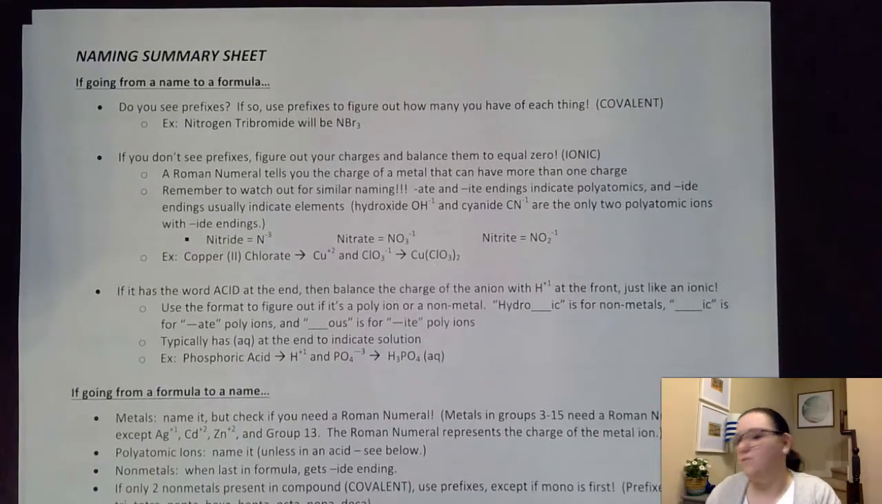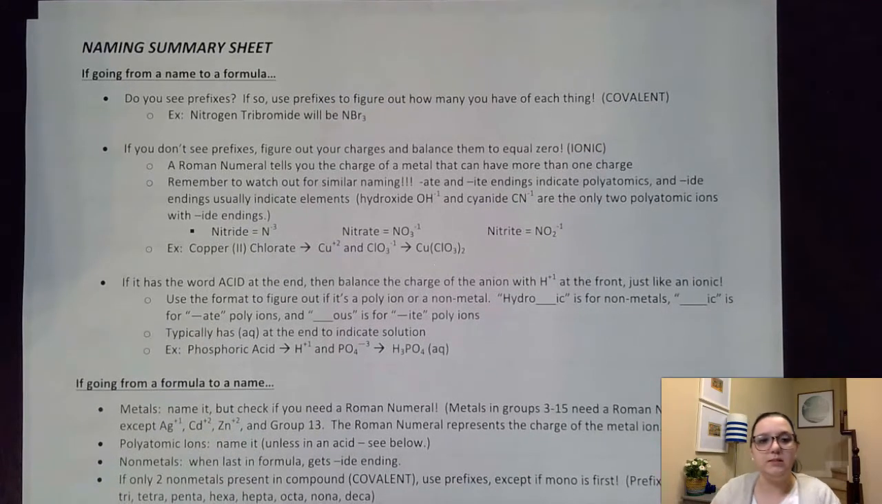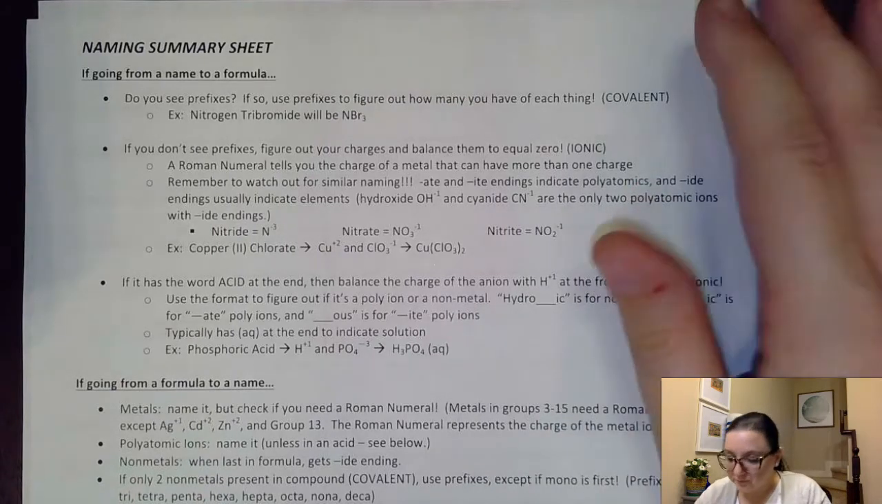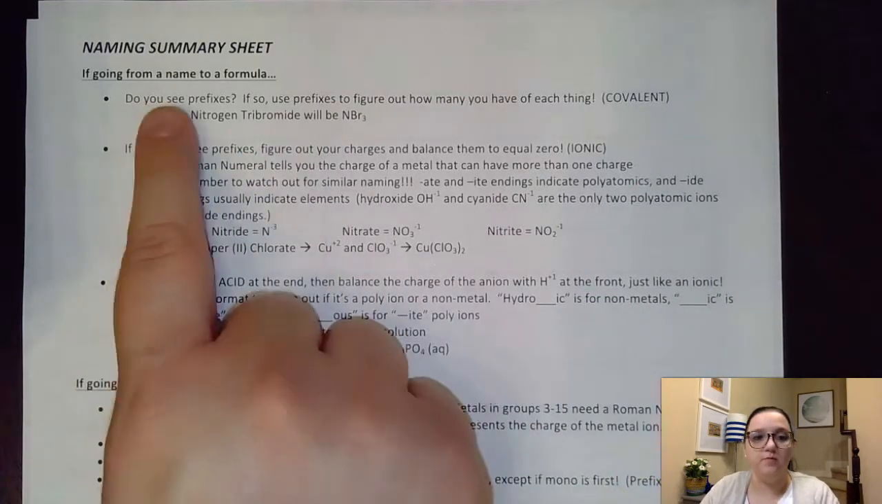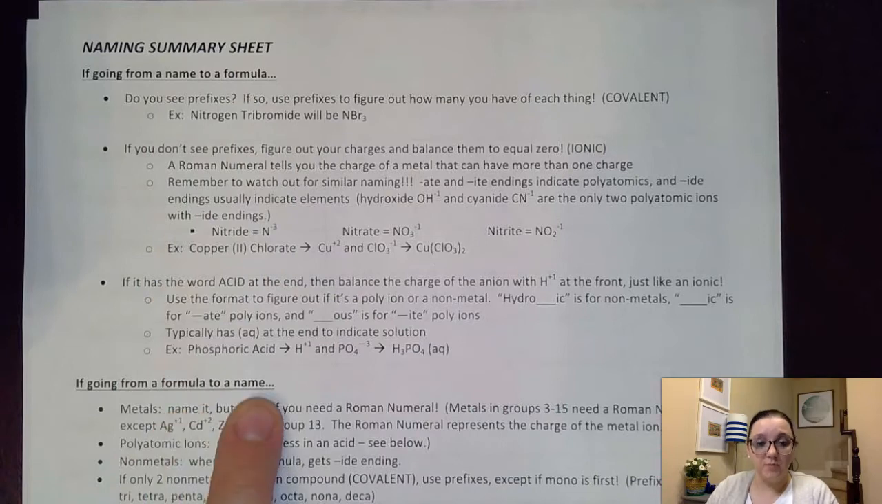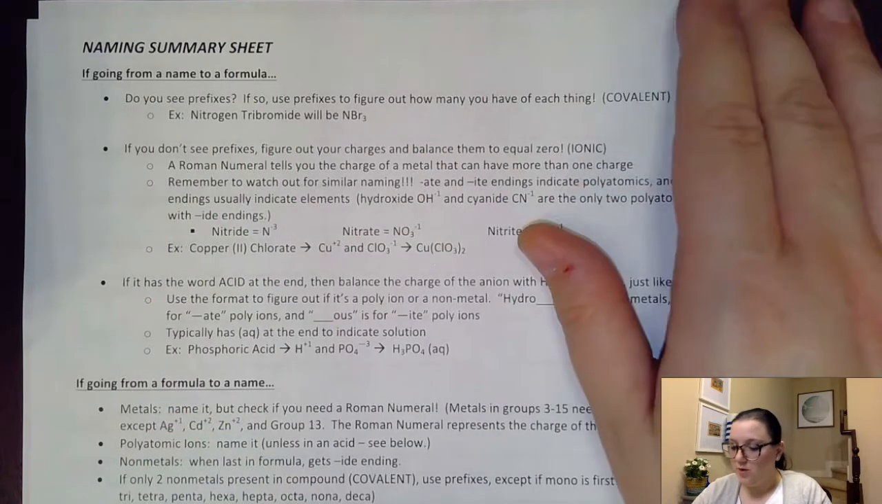Okay. Now on the next page of this, I have put a, I don't know what you want to call it, a blitz summary sheet of all things naming and formula writing. So if you are forgetting some of the things that you learned in pre-AP, this might be a good place to start to scan through. I put some tips if you're going from a name to a formula, or from a formula to a name, so you can read through.